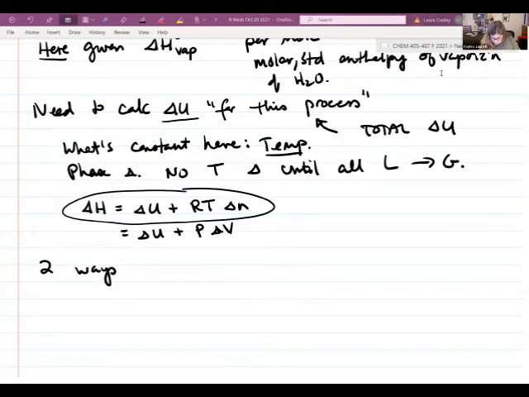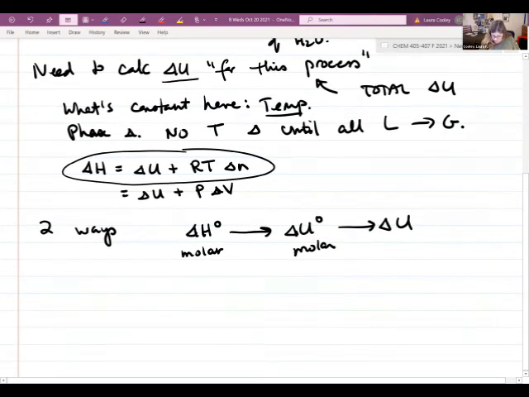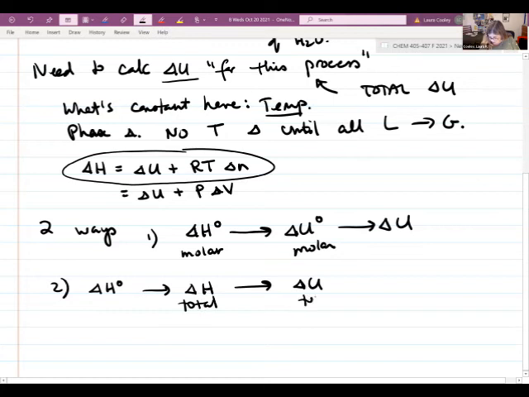So again, there are two ways you can approach this. We're trying to get the delta U total. We're given the delta H zero, the molar. So we could take and find the molar delta U from the molar delta H, and then from that, we can get delta U. The other way would be to take the delta H zero and get delta H, and then get the delta U from that. This would be the total delta H.